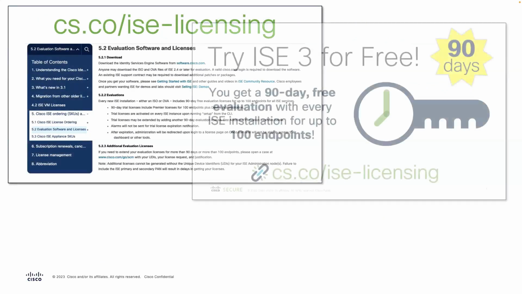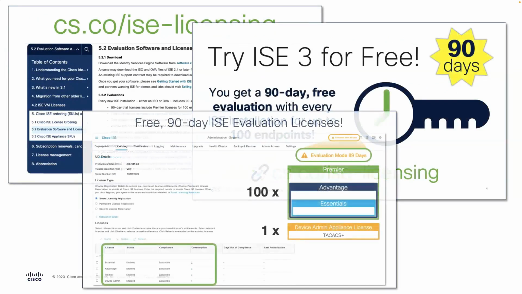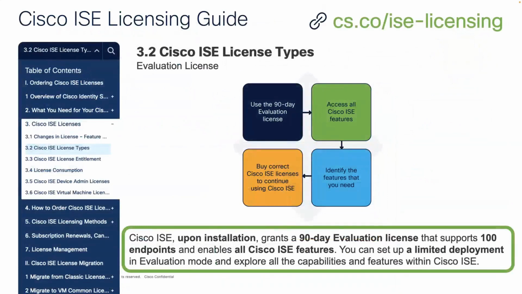But for everybody else, we really try to promote this idea of ICE licensing and making sure that you take advantage of that free 90-day download to try and evaluate it, play with it, especially in your lab, like I said. And if you look at the ICE licensing guide, it says very clearly, upon installation, and again, no matter what platform you install it on, you will get a 90-day evaluation license for 100 endpoints at the Premier level, which includes all ICE features. And that allows you to do a limited deployment, which really means a standalone ICE node, right? A single ICE node. That's kind of what that means.